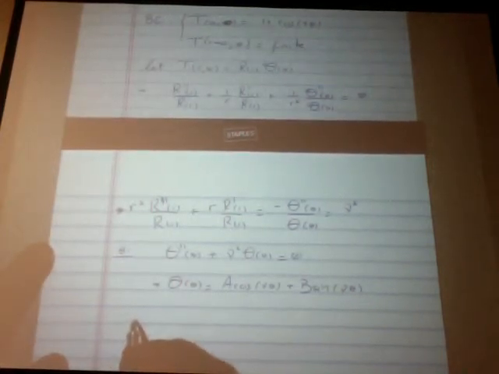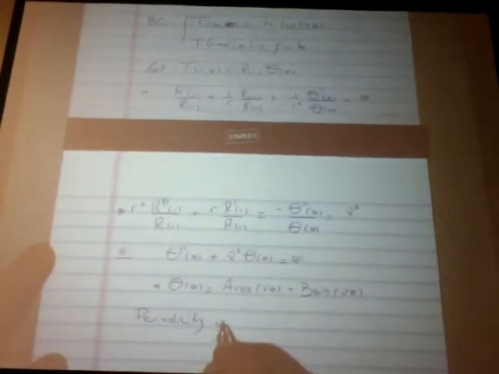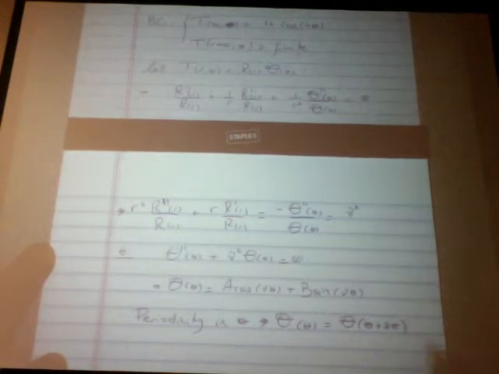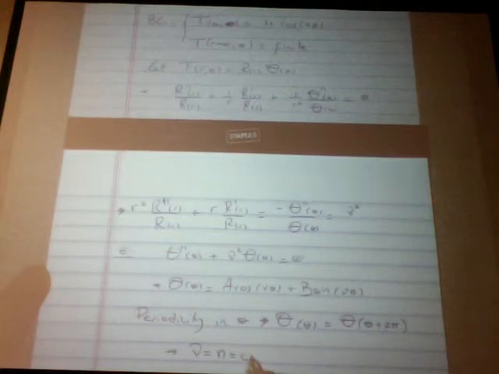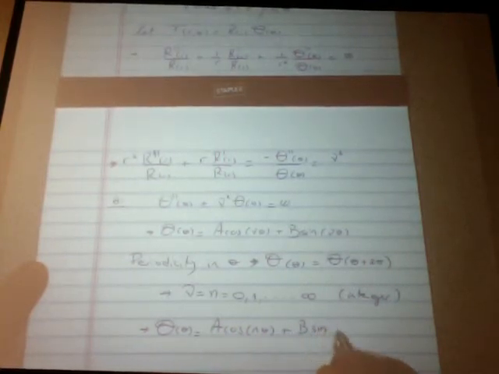So we don't have boundary conditions, but periodicity in theta means that Theta of theta should be equal to Theta of theta plus 2 pi. That means, therefore, that nu is equal to n, which is equal to 0, 1, all the way to infinity. Integer. Nu must be an integer for that to be possible. So Theta of theta is equal to A cosine n theta plus B sine n theta.